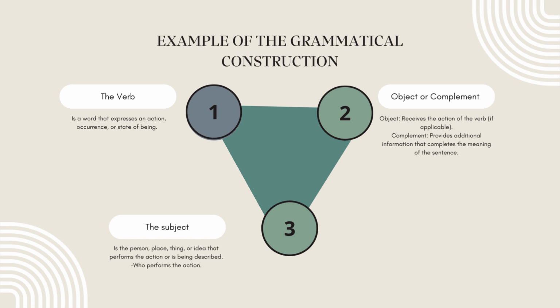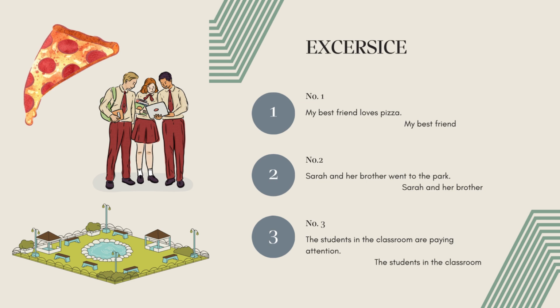Like in the last example, the leaves on the tree are turning yellow, we said that yellow is a complement because it gives additional information to the sentence. And now we go to the exercises.